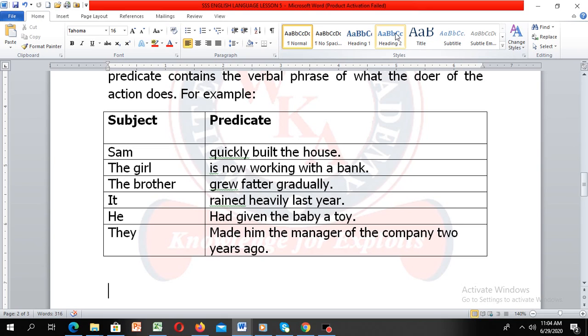Next, it. It rained heavily last year. It is the subject. Then rained heavily last year is the predicate.